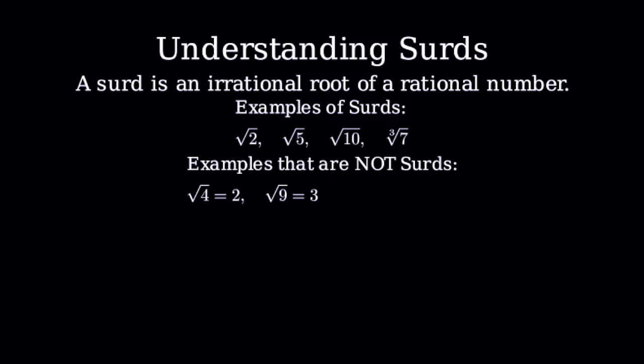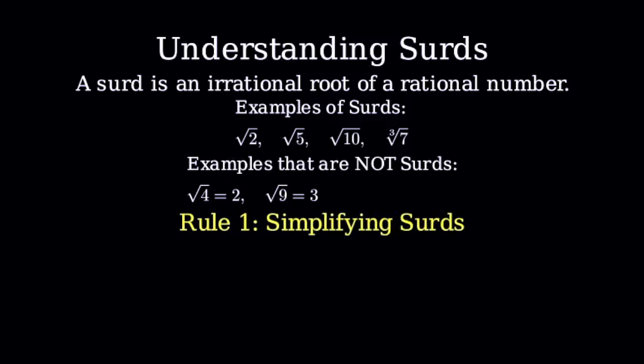Now, let's look at the rules for working with surds. Rule 1 is simplifying surds. The goal is to make the number under the root sign as small as possible by factoring out perfect squares. Take the square root of 18. We look for the largest perfect square factor of 18, which is 9. So, we rewrite the square root of 18 as the square root of 9 times 2.